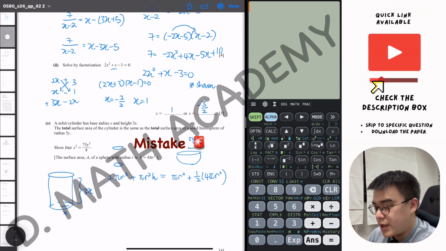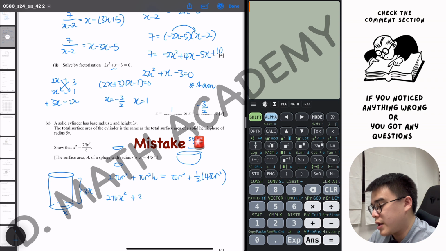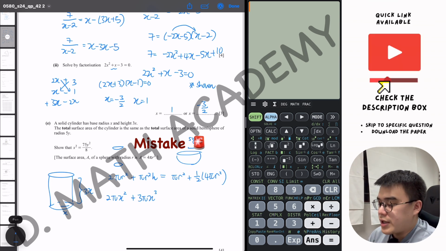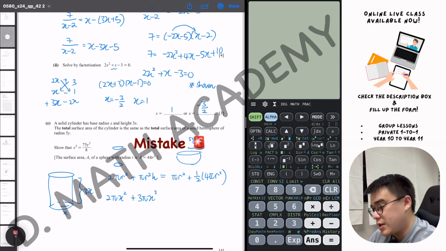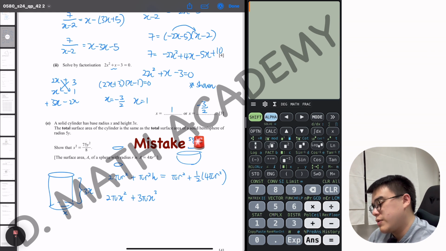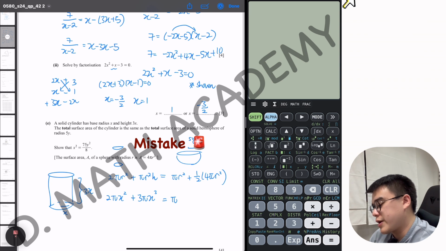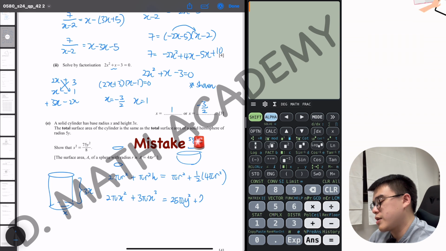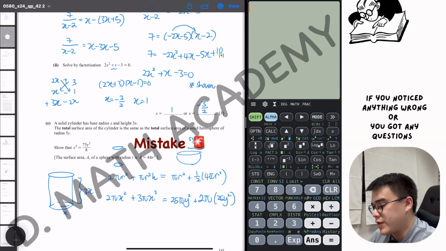Time to sub in the value. I get 2 pi x squared. Over here, I will get 3 pi x cubed this time. The reason behind is the r will be squared, making it x squared, and then multiply with 3x again. On the other side, we have pi times 5y being squared, so it will become 25 pi y squared. And then 2 pi again, you have another 25 pi y squared. So making it a 50.